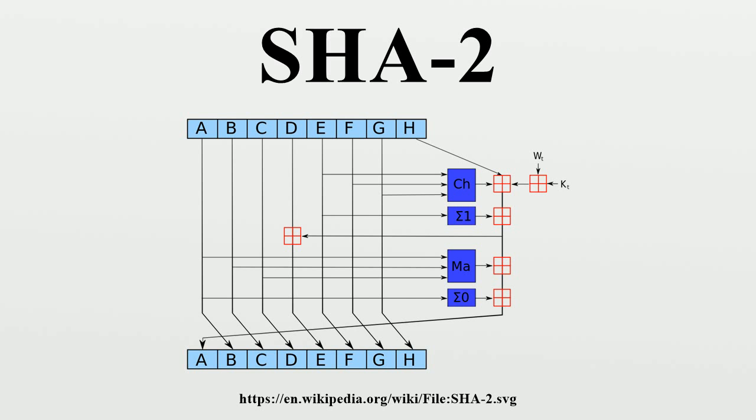SHA-2 was published in 2001 by the NIST as a U.S. federal standard. The SHA-2 family of algorithms are patented in US 6,829,355. The United States has released the patent under a royalty-free license.